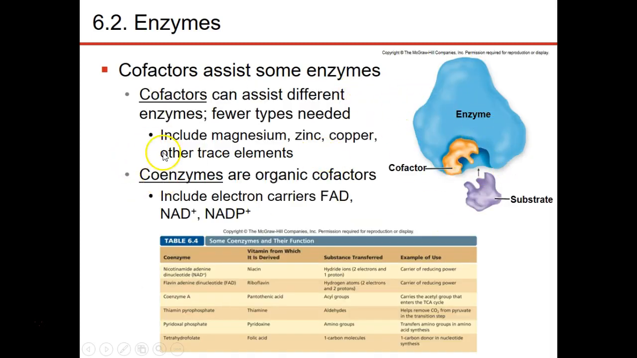Some enzymes use cofactors or coenzymes to help. A coenzyme is an organic molecule. Typically, you're looking at vitamins, while cofactors are inorganic materials like zinc or copper elements. And their function is to assist the enzyme in modifying or breaking down, building up that substrate.